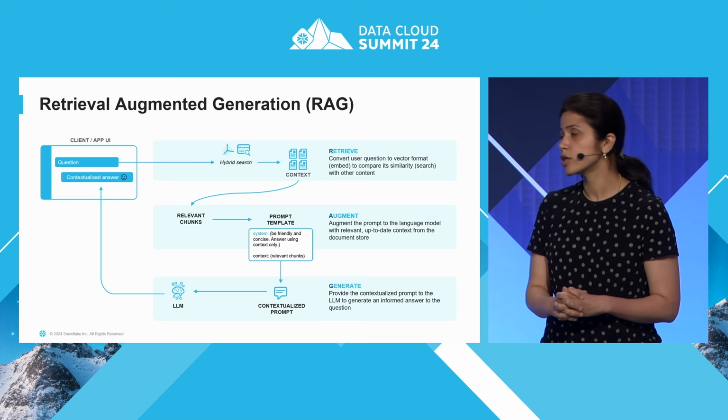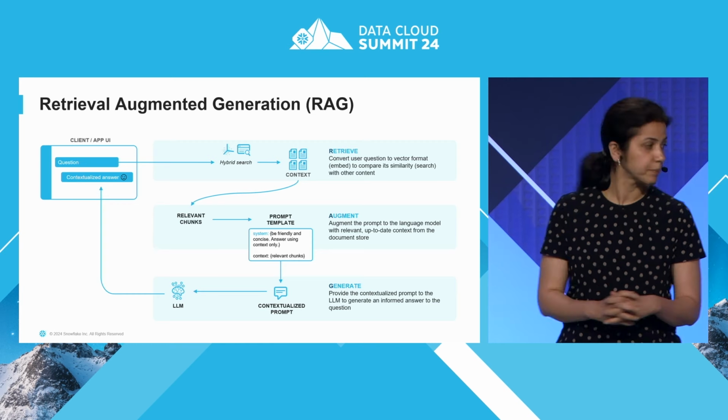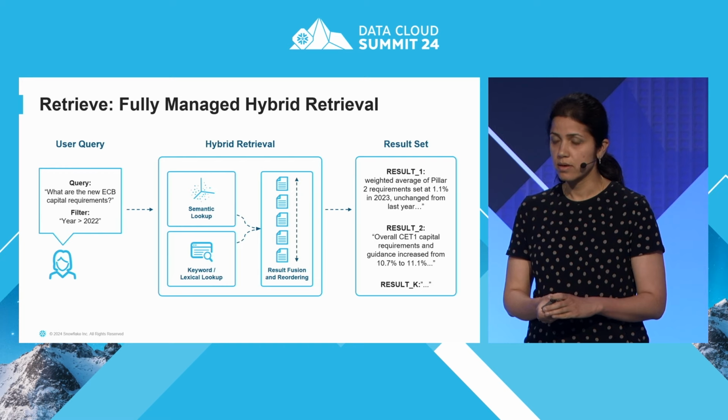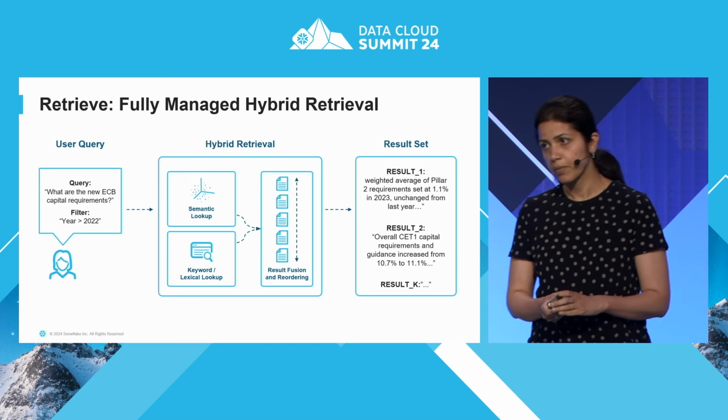And Cortex Search is the product in Cortex AI that offers the retrieval functionality. Yeah, so Cortex Search is our fully managed hybrid retrieval solution, part of Cortex AI. So going back to our example, given a user query, we have state-of-the-art retrieval techniques that can give you an ordered set of results. And these results are ordered based on their relevance to the user query.